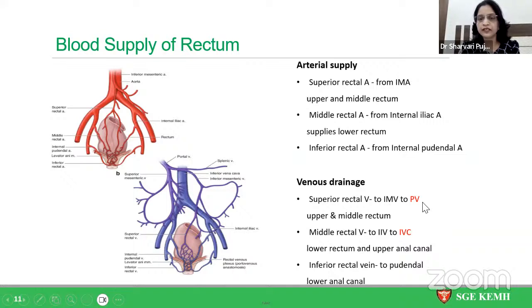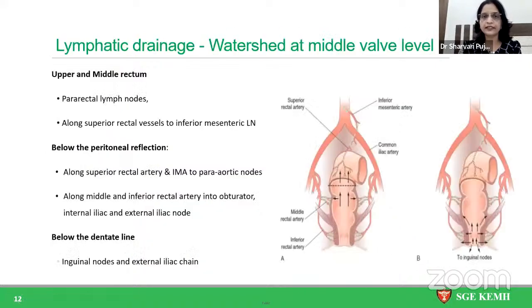So this portal vein and IVC communication becomes an important portovenous communication site when the patient is a case of portal hypertension. The inferior rectal vein drains to the pudendal vein, and that also drains part of the anal canal.